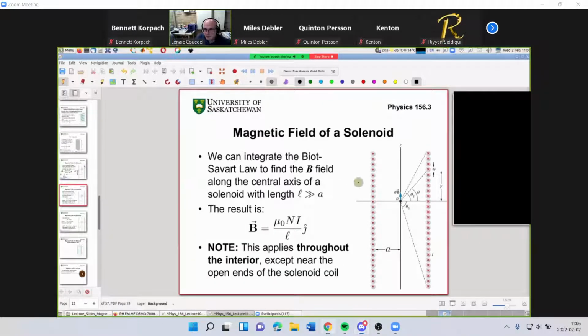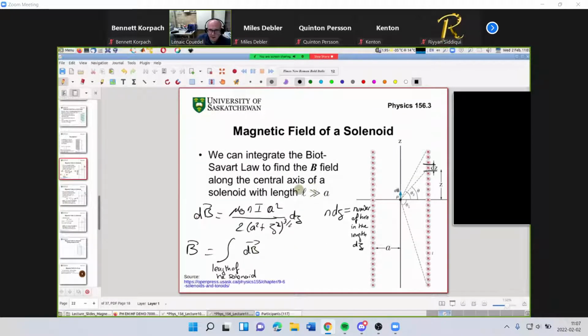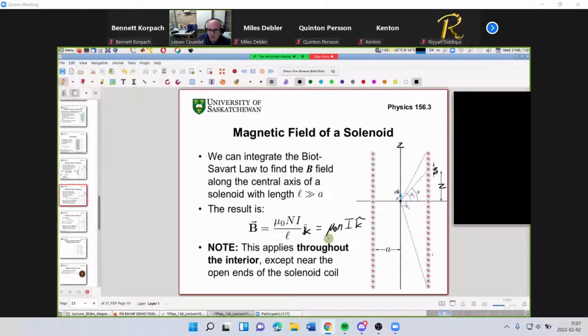So I can already tell you, so this was dz. The result for L much larger than A would be mu0 n divided by L, and this would be k hat, nI, which you can rewrite as mu0 nI k hat. Okay, so this crazy integral that we have not tried to calculate, in the limit L much larger than A, will give you that. I will post this on Canvas. Just remember this result, and now I will demonstrate it to you just by using Ampere's law.